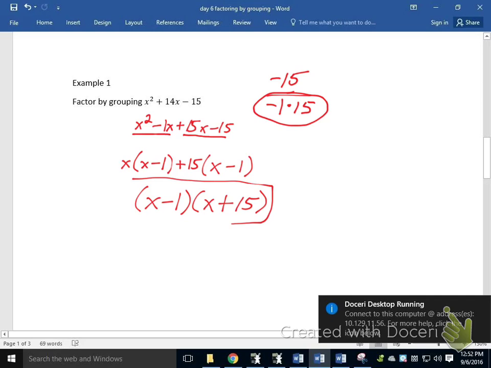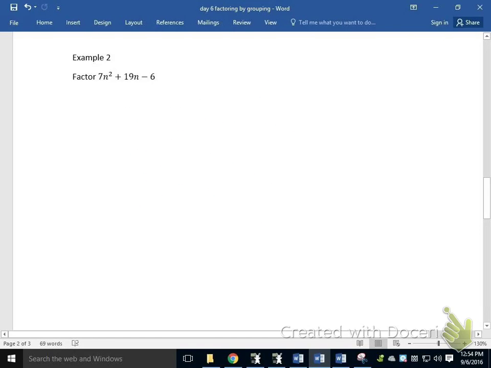And this is factoring by grouping, and we're going to do it with different leading coefficients other than 1 now. This is example 2, so we're going to go through the same process. Also, always check for a greatest common factor first. If there's something that can divide out of all three terms, do that. In this case, there's not, so 7 times negative 6 is negative 42.